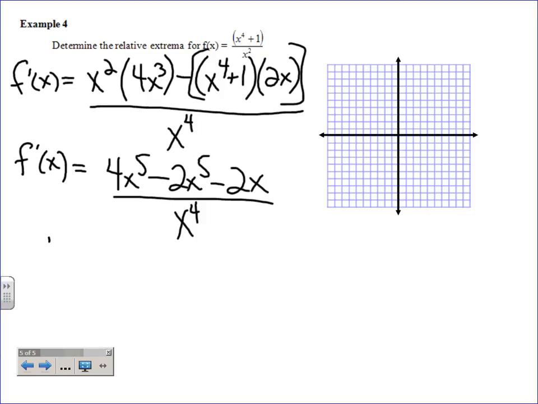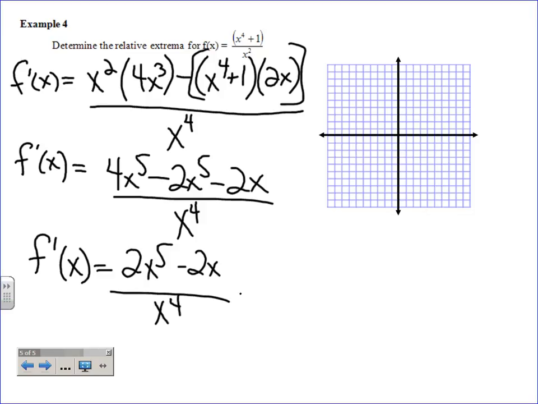Okay. So I'm going to clean this up, then I am going to erase some, so make sure that you keep up with me here. And you should have all this written down already, but I see some people writing feverishly, meaning that they didn't have any of this written down. 4x to the 5th minus 2x to the 5th is 2x to the 5th minus 2x all over x to the 4th. I would do one more thing if I were you.